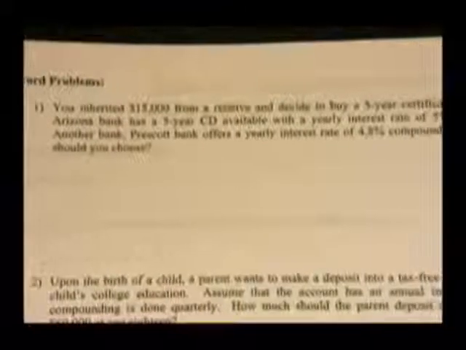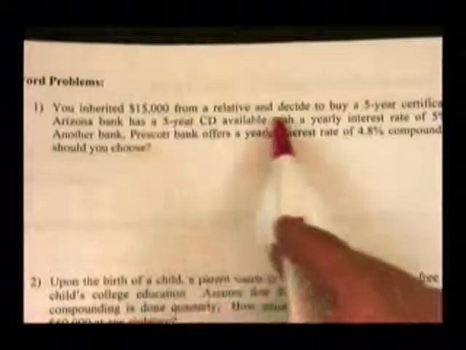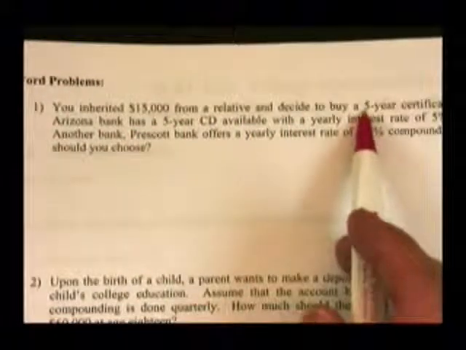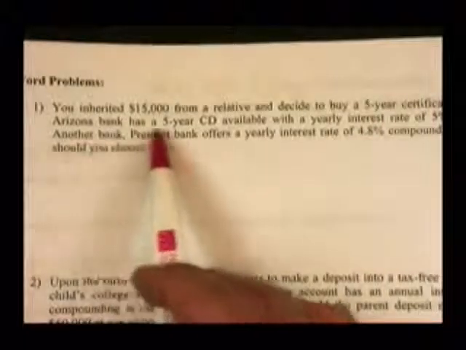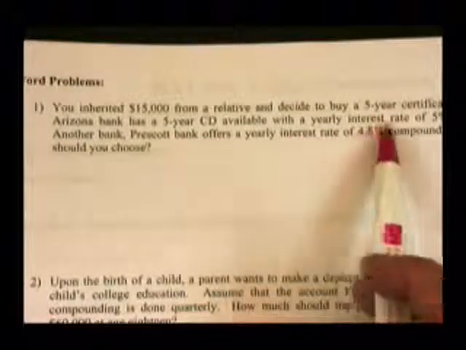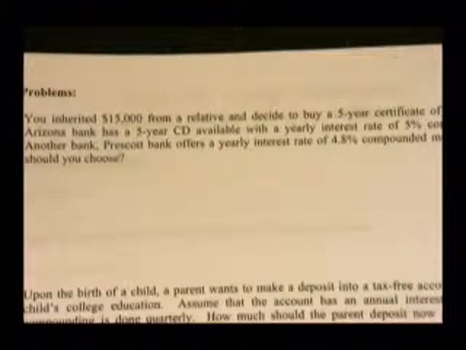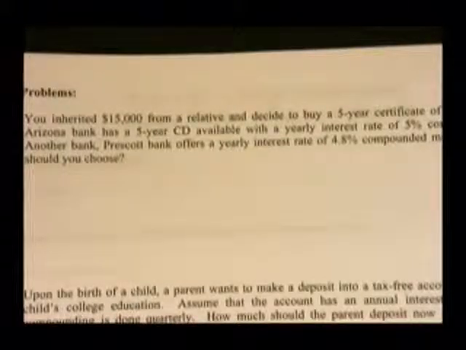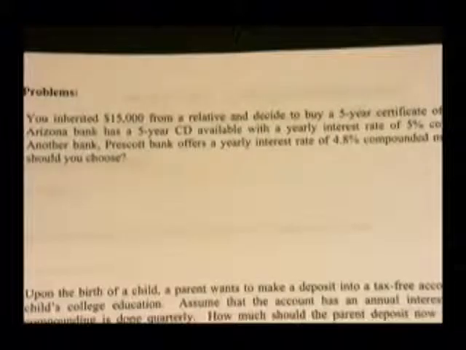And our first problem is you inherited $15,000 from a relative and decided to buy a 5-year certificate of deposit. The Arizona Bank has a 5-year CD available with a yearly interest rate of 5%, compounded quarterly. Another bank, Prescott Bank, offers a yearly interest rate of 4.8% compounded monthly. Which bank should you choose?